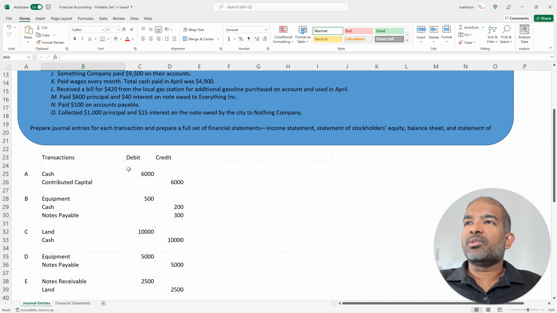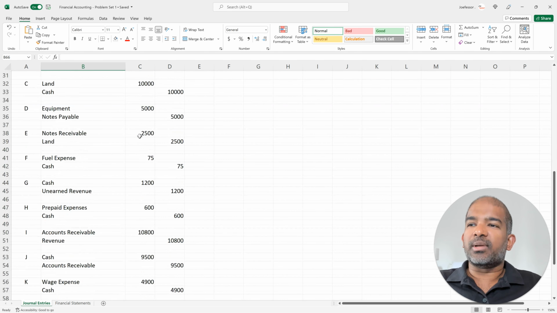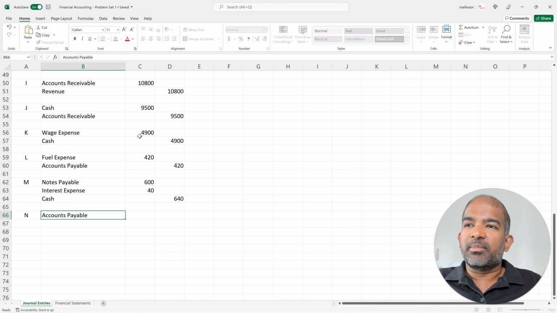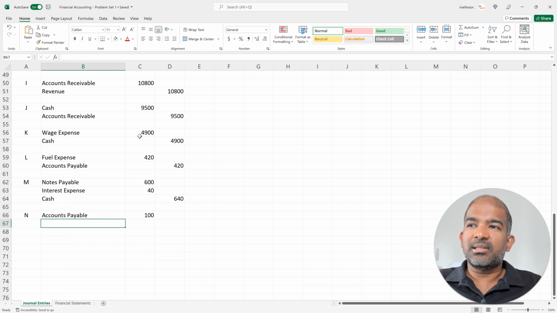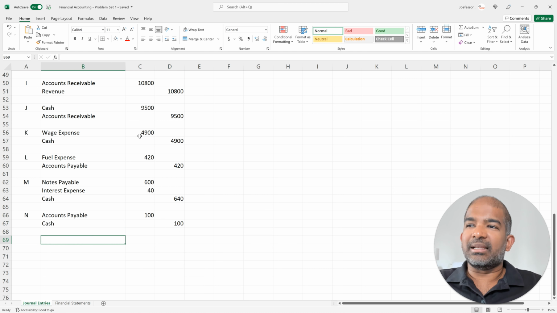Moving on to transaction N, the firm paid $100 on accounts payable. So you're paying $100 on the accounts payable you owed. Accounts payable is a liability, and because we are paying $100, it's being removed from that account and hence I'm debiting it. My cash goes down, so $100 is being credited.